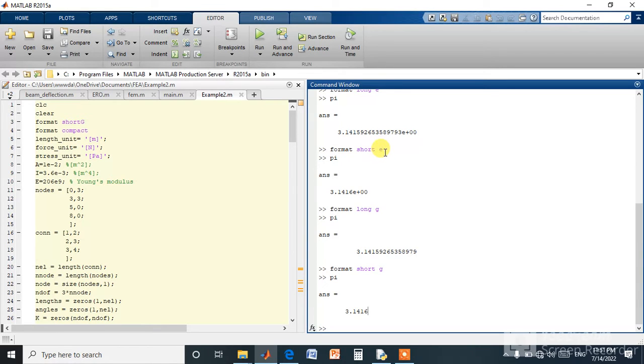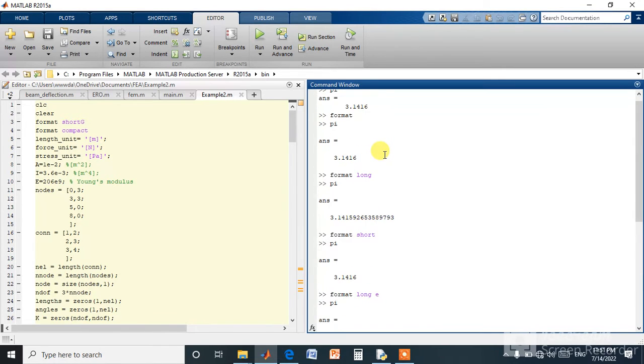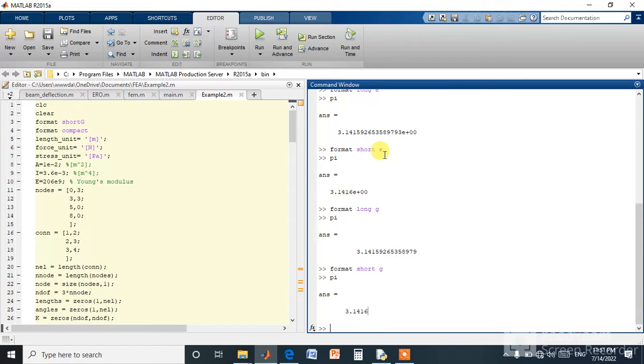Then what's the difference between the E and the G? Whenever there is an E, it produces power, standard form. It gives you your answers in standard form. Whenever you use G, it gives you your answer in ordinary form. Those are the differences between the short G, long G, and the rest.